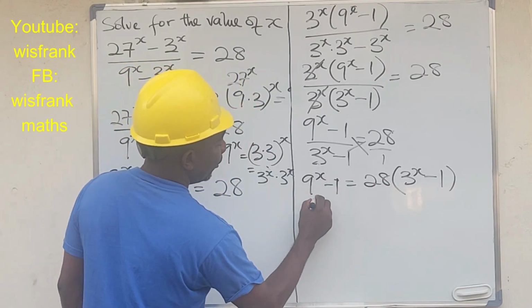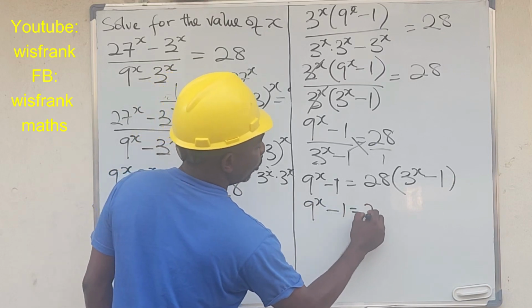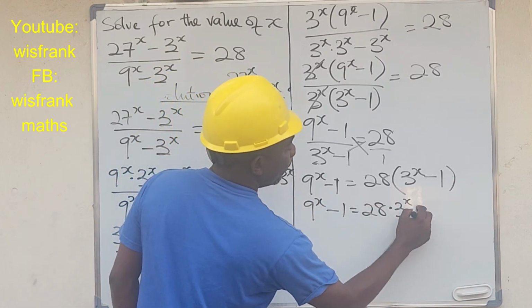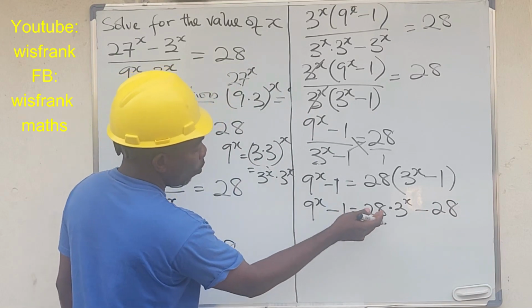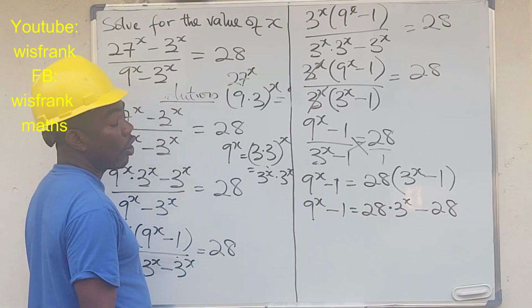So we have 9 raised to the power of x minus 1 equals 28 times 3 raised to the power of x minus 28. So this is what we have. Here, in this case, we are going to collect like terms.